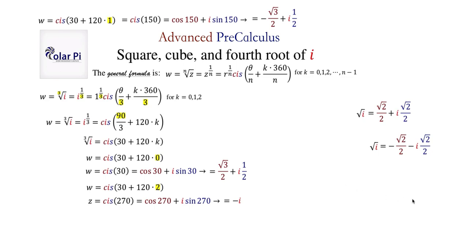that i cubed is negative i. So negative i cubed is going to be i, and therefore we're not surprised that one of the cube roots of i is negative i, right? Okay, cool. I probably said that too fast, but it was intended for fast catchers, that last part.